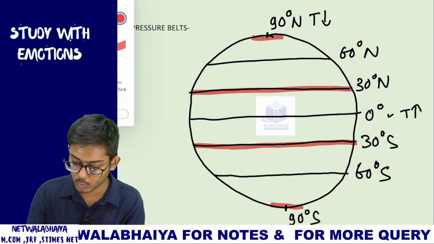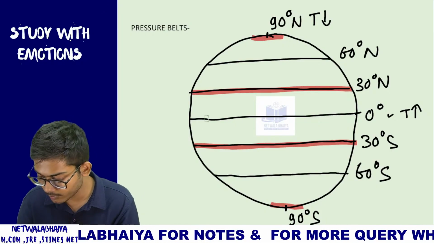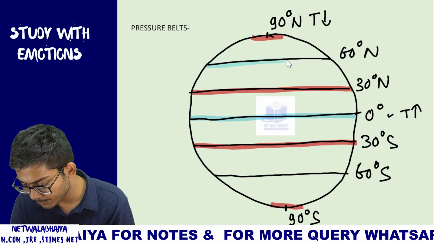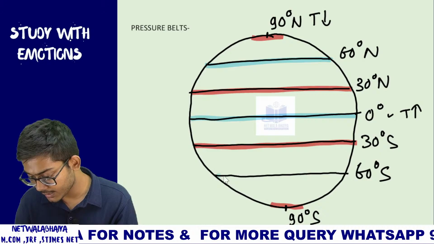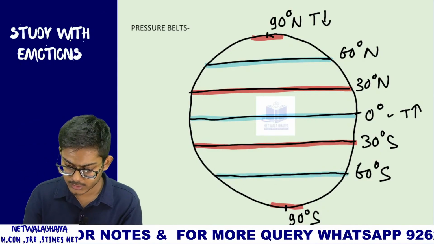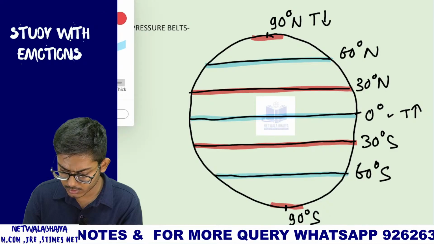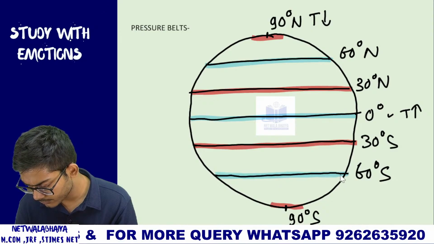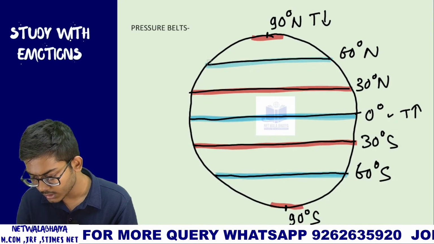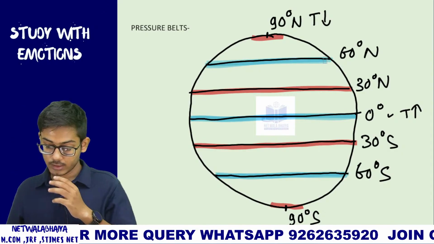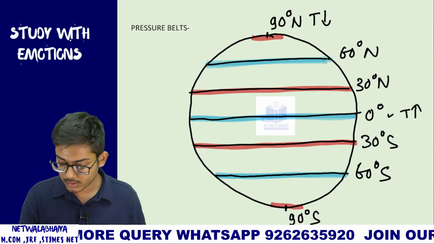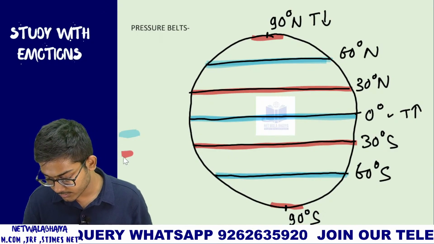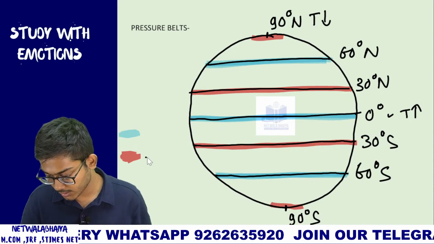Now let's talk about the low pressure belts. We have the low pressure belt here at the equator. We have another low pressure belt here at the subpolar Arctic, and at the subpolar Antarctic. I think the colors are visible. If not, let's increase the thickness a little bit. Yes, it is visible now. So these are the pressure belts. Let's draw it here. This is your low pressure and this is your high pressure. Does this diagram look good enough?